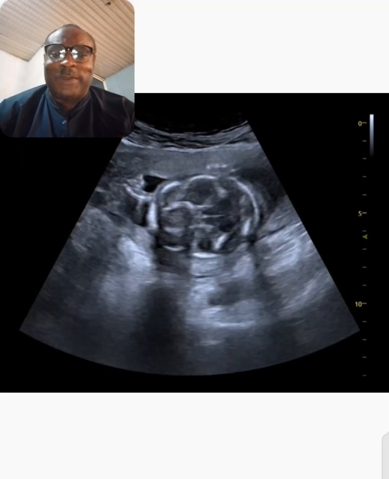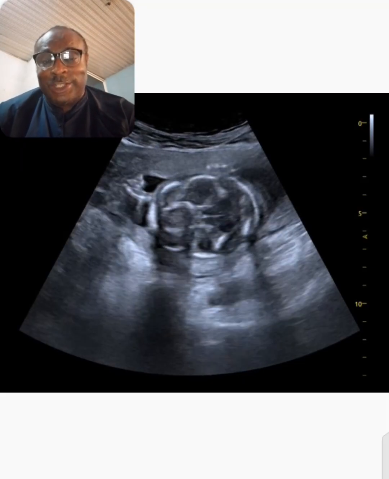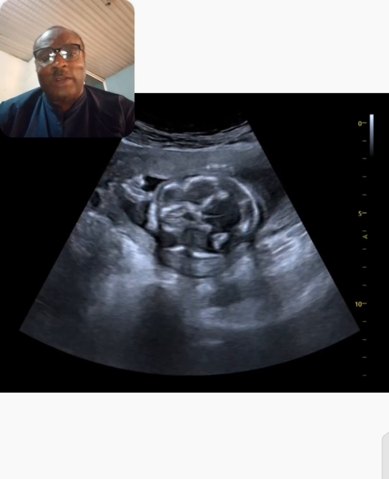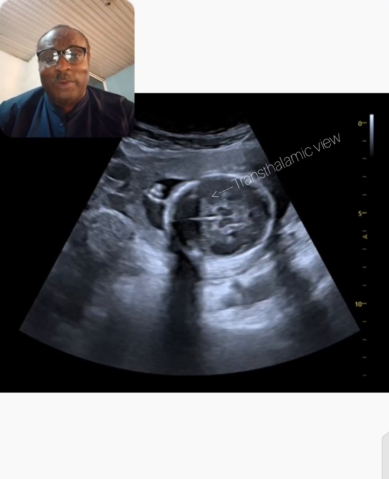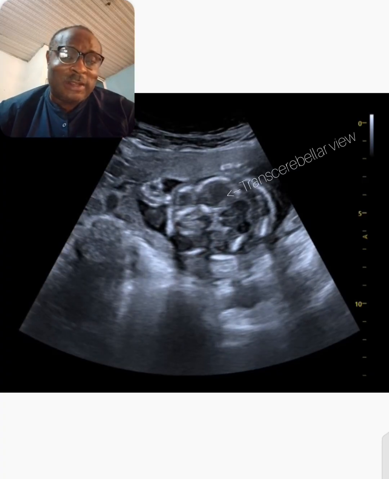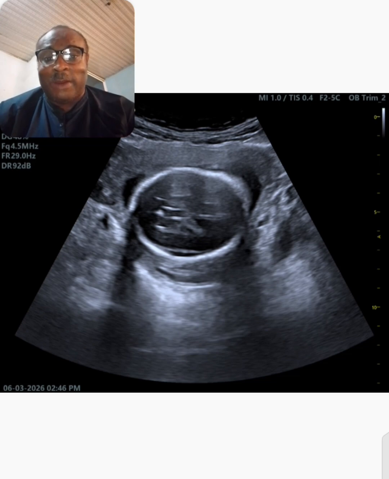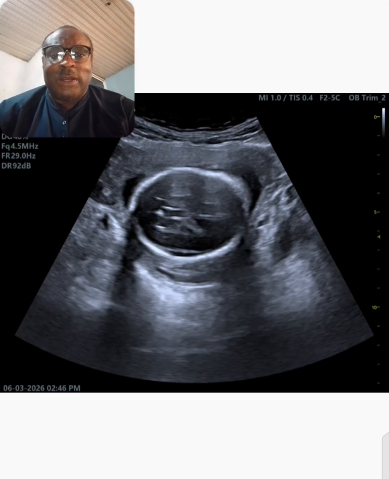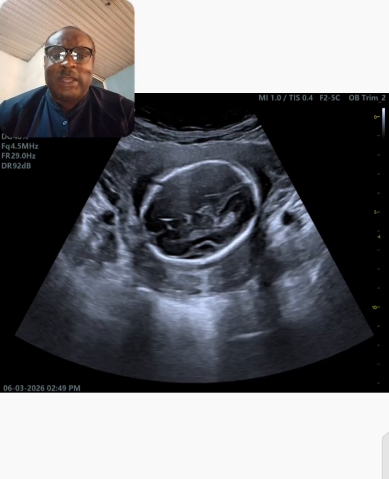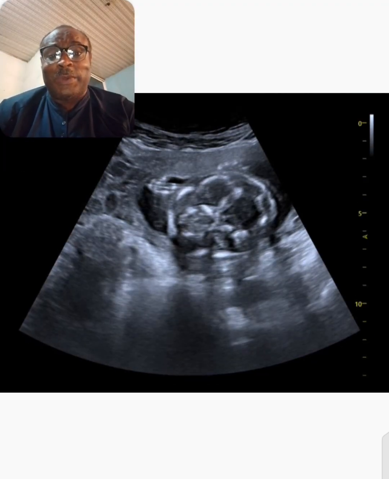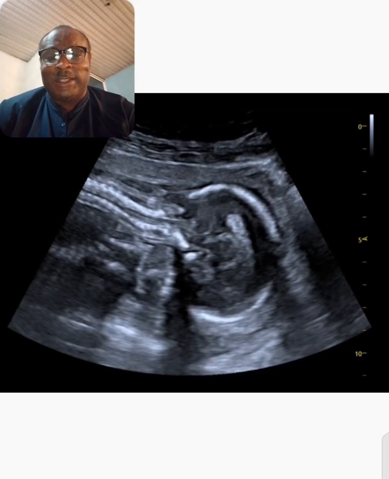So when we're looking at the fetal head, I like to examine the shape of the baby's head, then look at the transthalamic view here, the transcerebellar view, and the transventricular view. These are very important. This image shows us clearly the cavum septum pellucidum. It appears normal. Moving forward, we're going to look at an image. So far as we have been going on, can you tell what the fetal gender is?